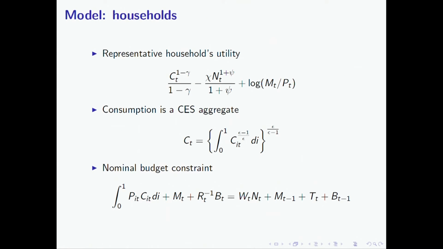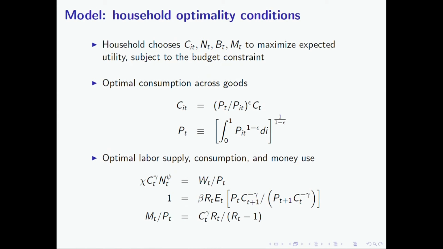So on the household side, the model is completely standard. There is nothing new here. We assume that there is a representative household with this utility function. Consumption is an aggregate of differentiated products, and the household faces this nominal budget constraint. And it chooses consumption, hours worked, bond and money holdings to maximize expected utility, as is usually assumed in the literature, subject to the budget constraint. And here are the optimality conditions of the household, which are completely standard.